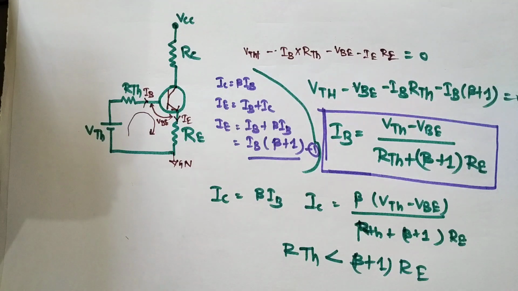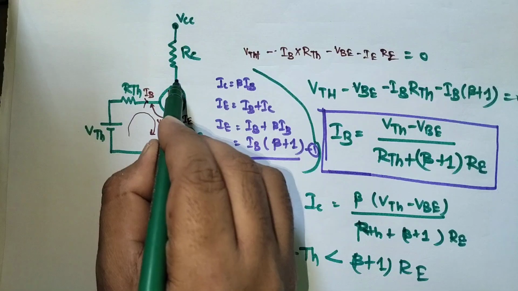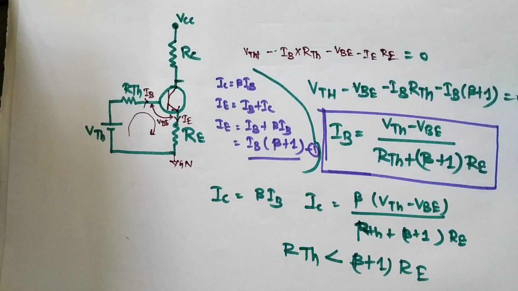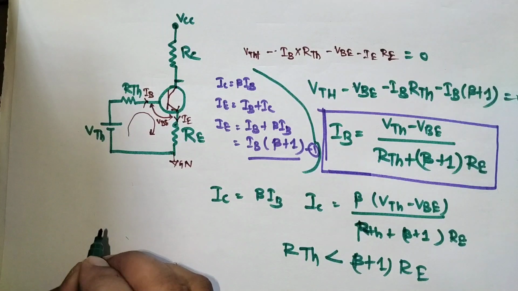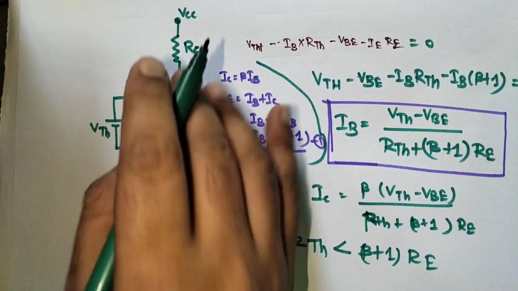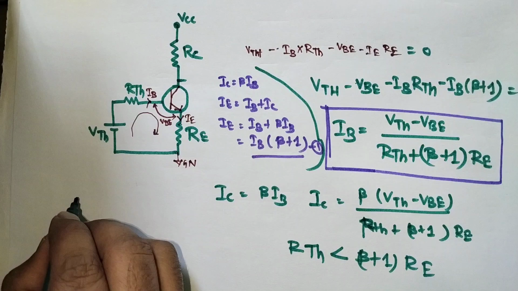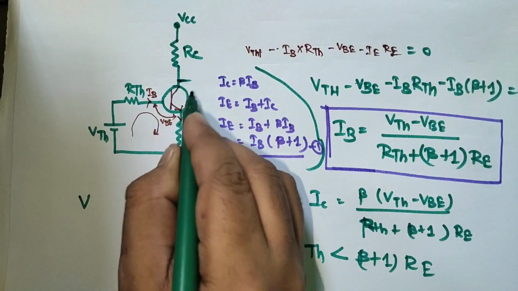Okay, this is the equation we are getting. Then another one: here we need to find the VCE. While finding the load line, how do we find the VCE? Here you see VCC, you need to find this voltage.